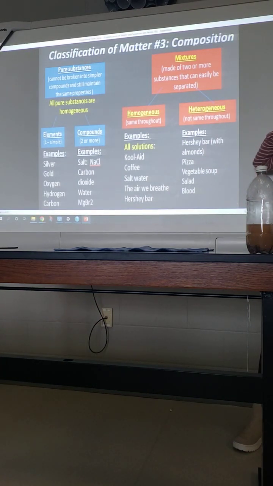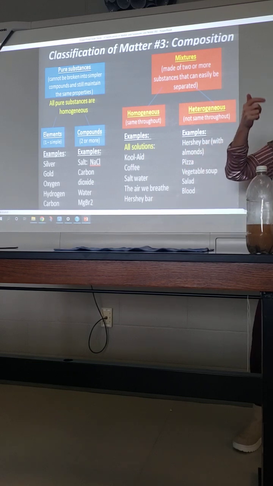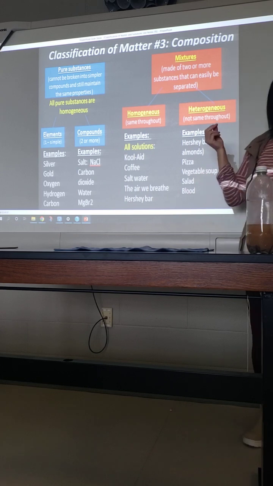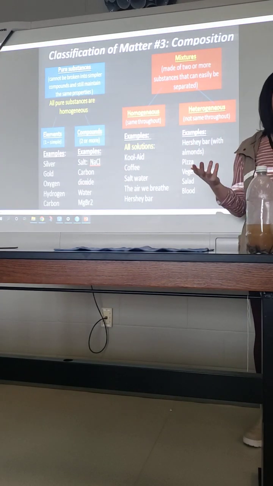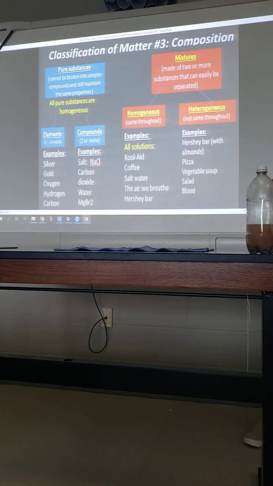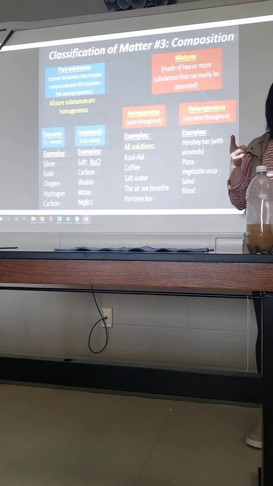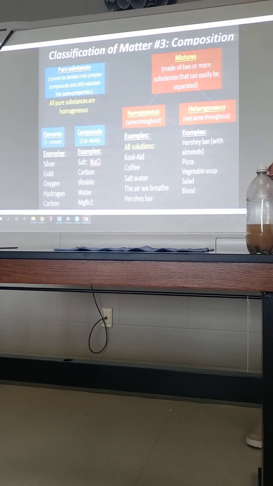Heterogeneous is where you can physically see differences. Pizza: obviously you can see the crust, the sauce, the cheese, the toppings. Vegetable soup: you can see all those vegetables floating around in that liquid. So sometimes it's two states together, solid like the vegetable chunks, and liquid like the broth. Yes? Okay.